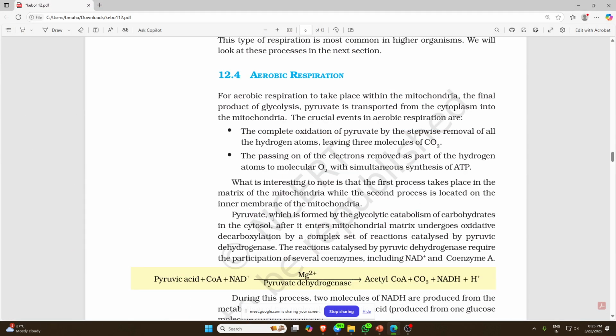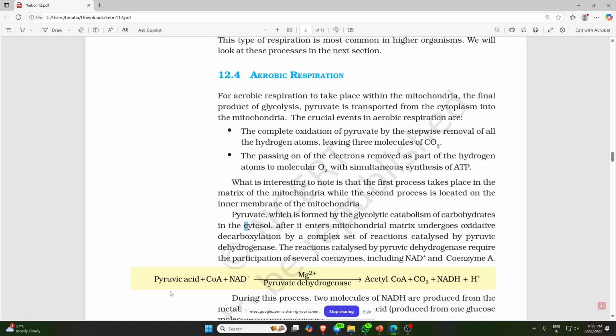Now see over here. Pyruvate, which is formed by the glycolytic catabolism of a carbohydrate in the cytosol. Glycolytic catabolism means how glucose is converted to pyruvate in the glycolytic pathway. The cytosol means the cytoplasm. So pyruvate, formed by the glycolytic catabolism of a carbohydrate in the cytosol, after it enters the mitochondrial matrix, undergoes oxidative decarboxylation by a complex set of reactions catalyzed by pyruvic dehydrogenase.